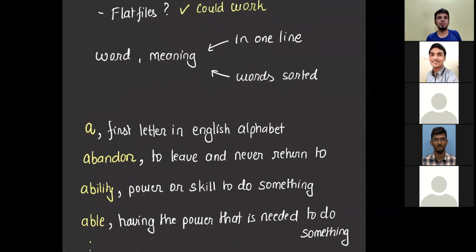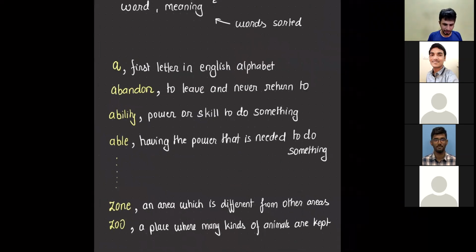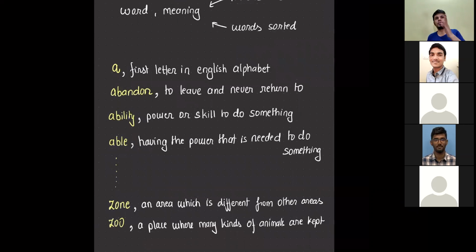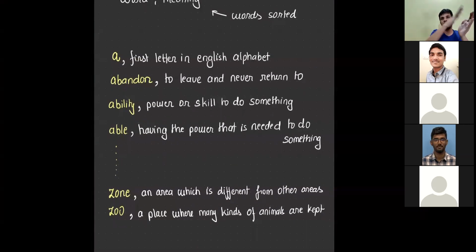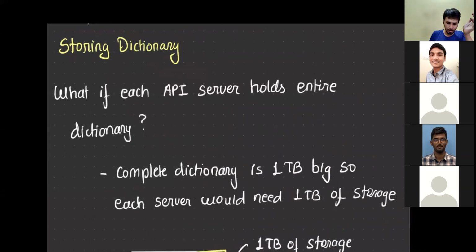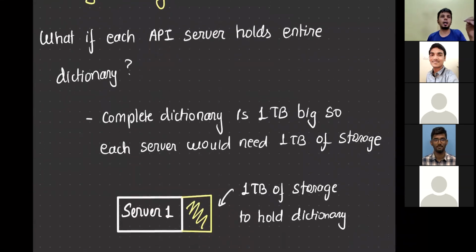Let's say, as Varun proposed, that we just do a normal CSV store, like word, comma, meaning in one line. As simple as that. We can have a format something like this. Let's say A, comma, first letter in the English alphabet. Abandon, ability, able, something like this. You have word, comma, meaning, the way you're storing it.